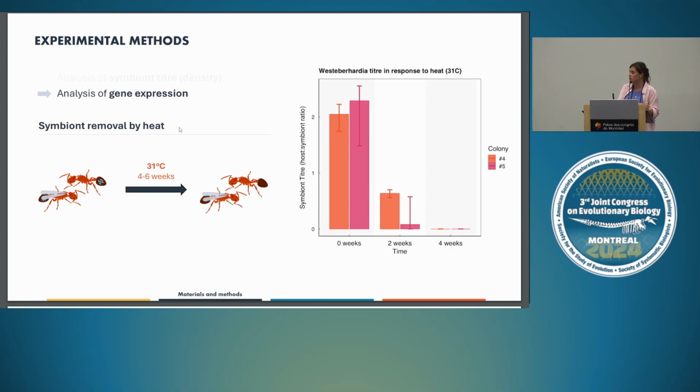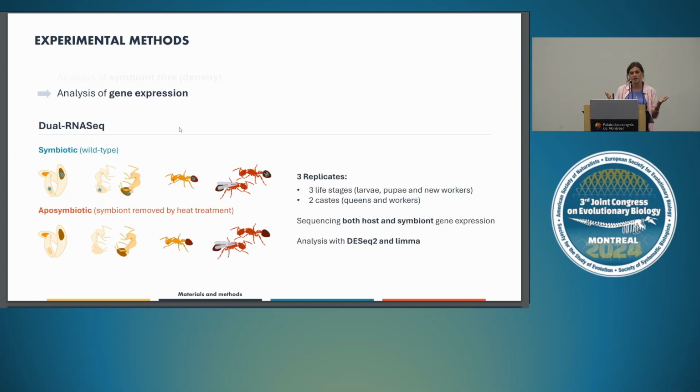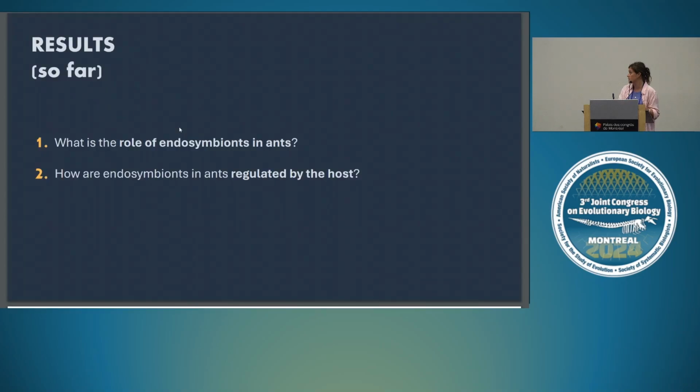So that means that we can look at symbiotic and aposymbiotic individuals and compare their gene expression. So I did that across different life stages and castes, pooling the larval stages, pooling the pupal stages, using newly emerged workers, and then also the queens. And then I analysed that using DESeq2 and limma. So what we did was actually extract RNA from both the host and the symbiont, so we could try and see gene expression happening in both of the organisms.